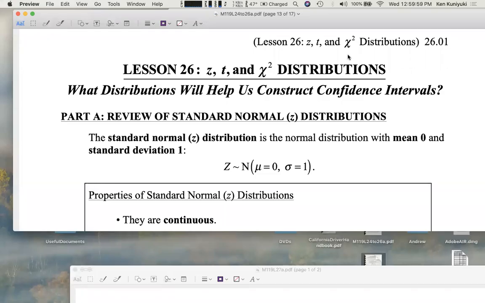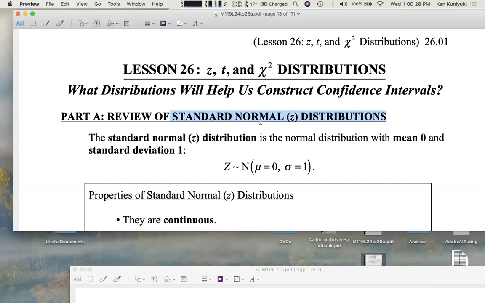Hi everyone. In lesson 26, we're going to talk about a variety of distributions that are going to help us construct confidence intervals next week. Now we've already met the standard normal Z distribution, and we're going to talk about other distributions, the T distribution, and the T distributions, plural, and the chi-squared distributions, plural. But there is only one standard normal Z distribution.